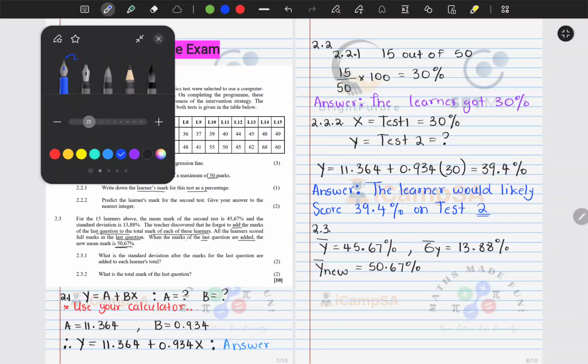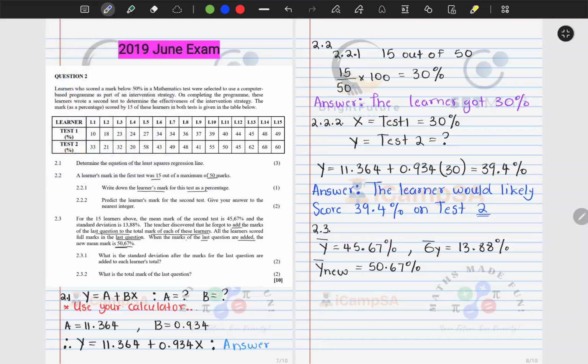What you need to note is that with the standard deviation, even if you add or subtract marks, it doesn't change because every point moves by the same amount. So for 2.3.1, what is the standard deviation? We can just say the standard deviation is the same as what we have. It's 13.88%.